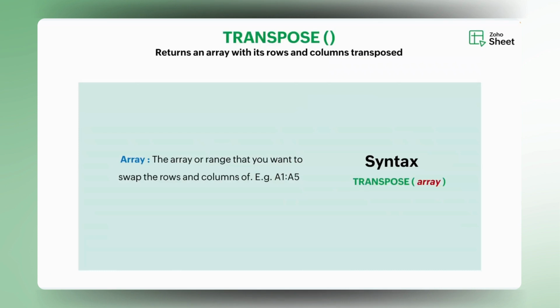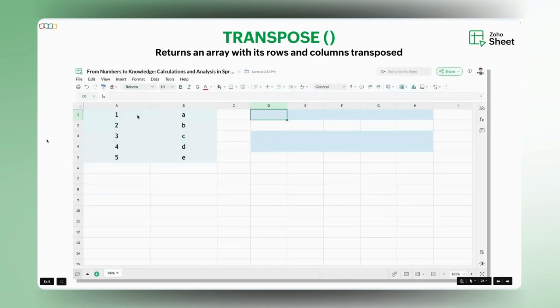So let's start with the simple function, transpose. It returns an array with its rows and columns switched. So here is the syntax, transpose, then the array that we are going to choose. So here is an example. So I have two columns of data. One is numbers, another one is letters. So I'm going to transpose from columns to rows.